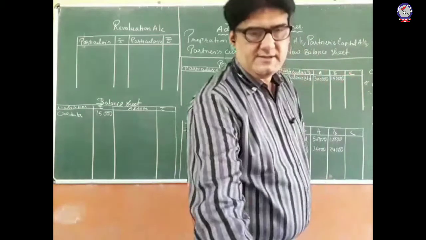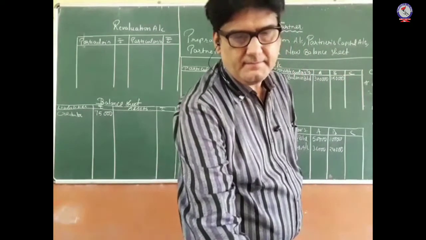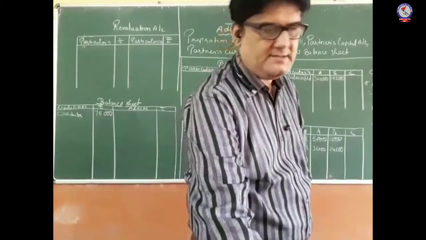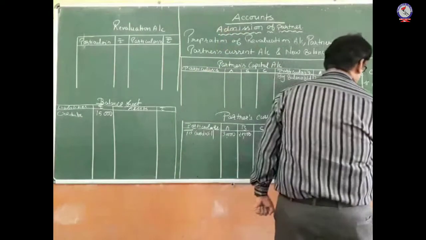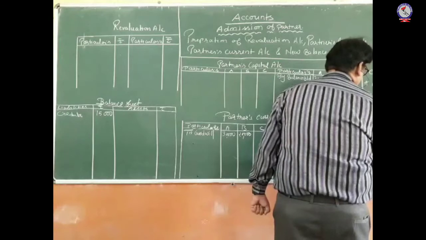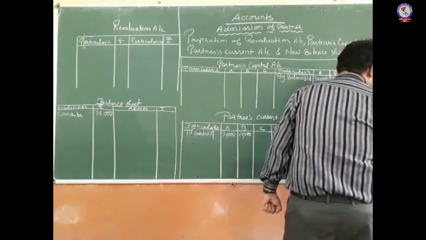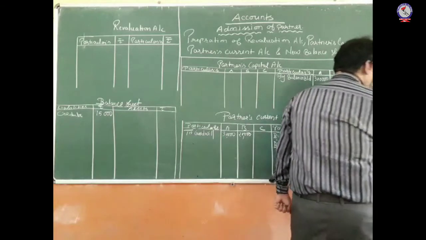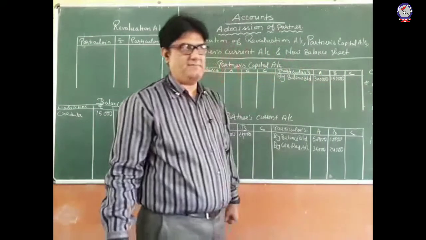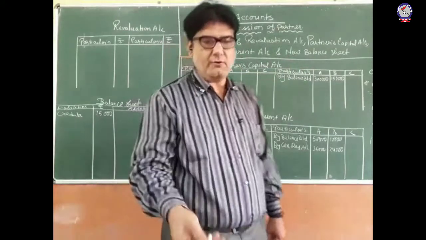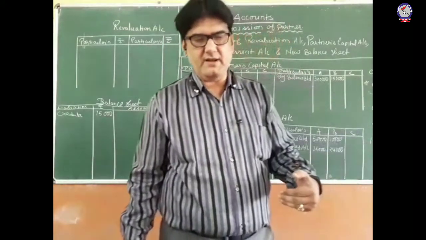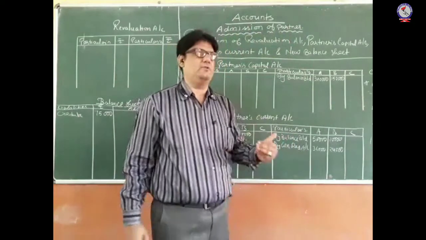So total debtors here are 1 lakh rupees. Okay, we have got 1 lakh rupee debtor. And on that 5%, that means 5,000. So the amount of provision for doubtful debt should be 5,000. But in the old balance sheet already it is given provision for doubtful debts 4,000.